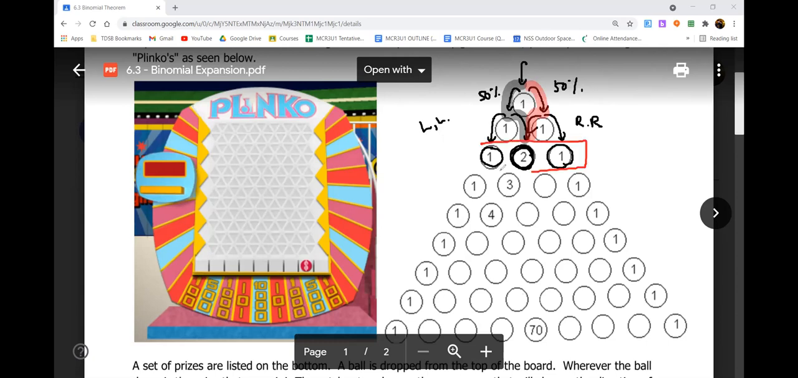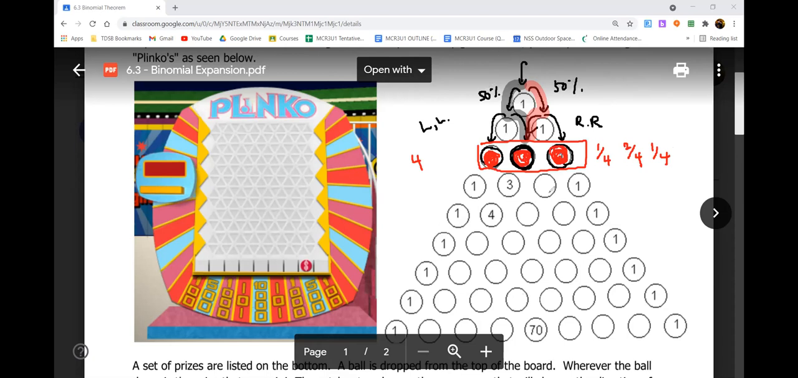What are the total different ways I can get there? Four. Out of them, there is a 1 in 4 chance I get to the left side, a 2 in 4 chance I get to the middle, and a 1 in 4 chance I could get to the right. It's a game of probability. Let's go to the next one.